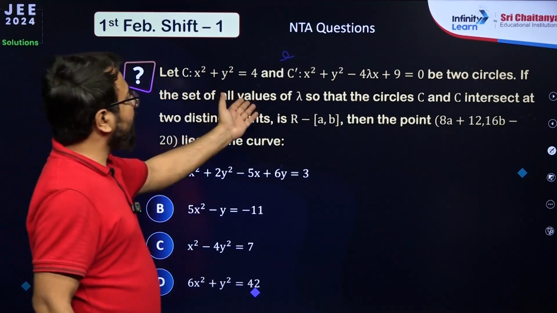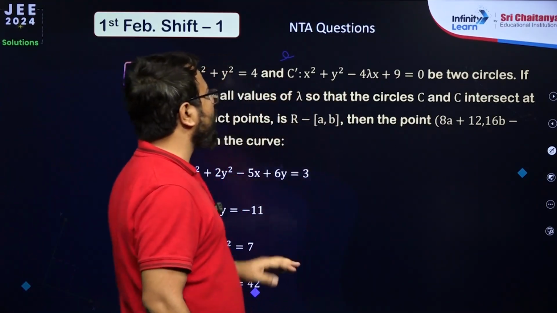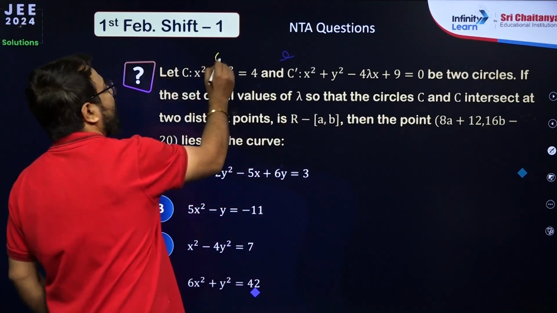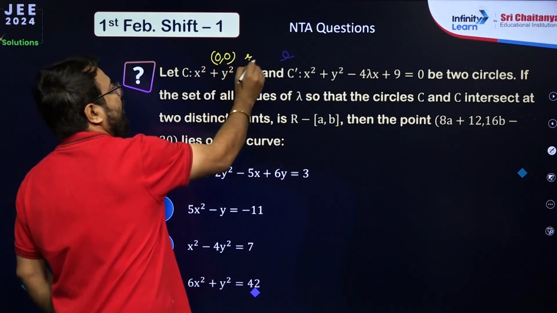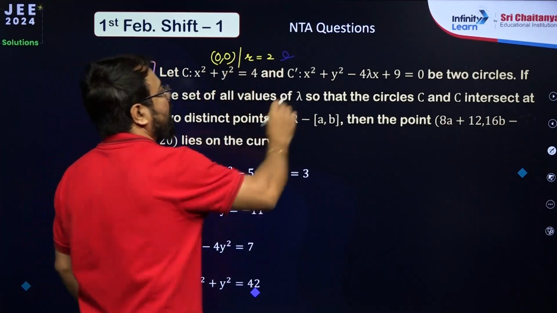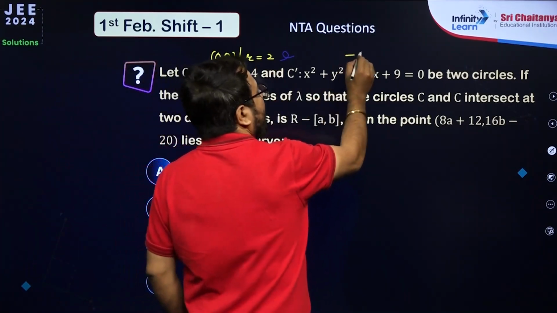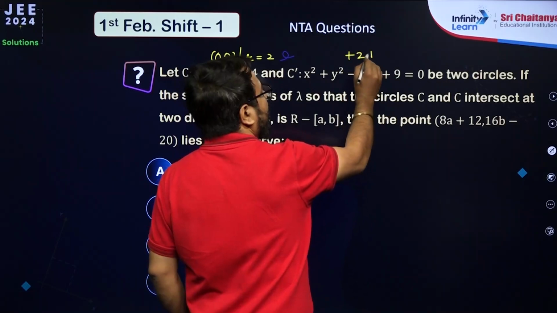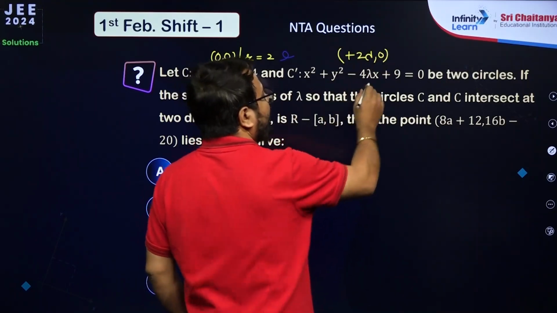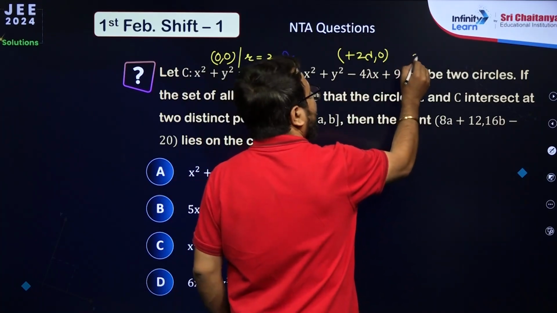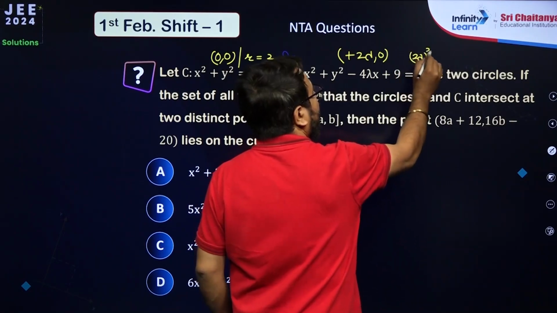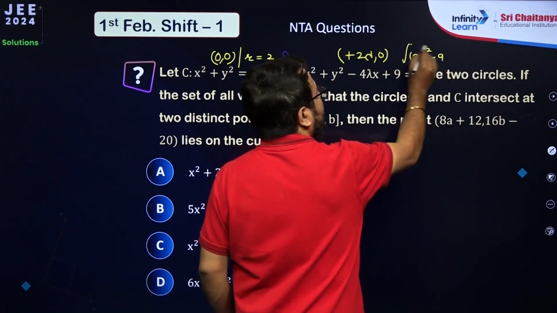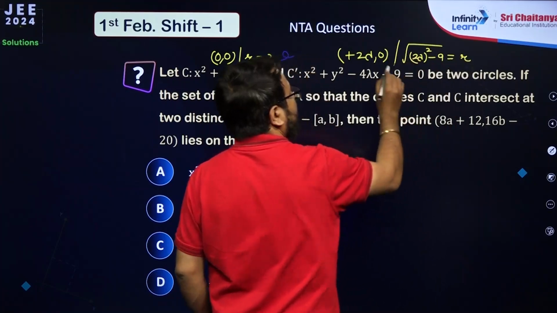Here is a circle being given. Here another circle is being given. 2 circles are there. This circle is having the center at origin and the radius value is 2. Okay. This circle is having the center at plus 2 lambda comma 0. And if I try to get the radius of this circle, it will be the square root of 2 lambda whole square minus 9. This will be the radius of this circle, okay?